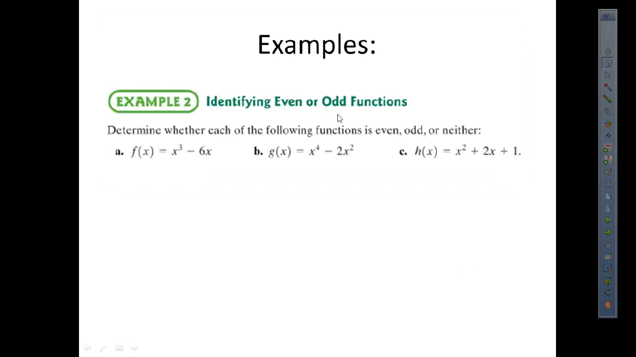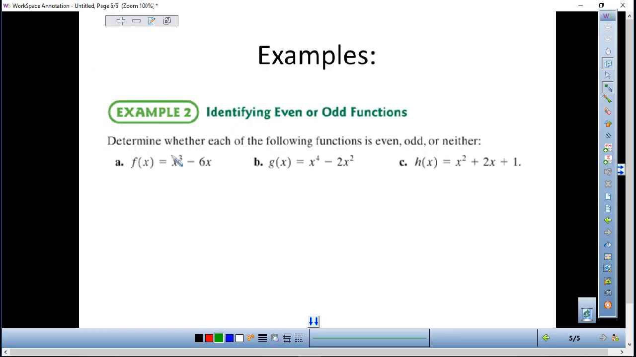All right, so let's identify the even and odd functions. And the way you're going to do this is this. You're going to determine whether or not the thing is even or odd, all by doing the same thing. You're going to go ahead and plug in that negative x, and if f of x equals x to the third minus 6x, what do I know? Well, if I do f of negative x, that's going to give me negative x to the third minus 6 times negative x.